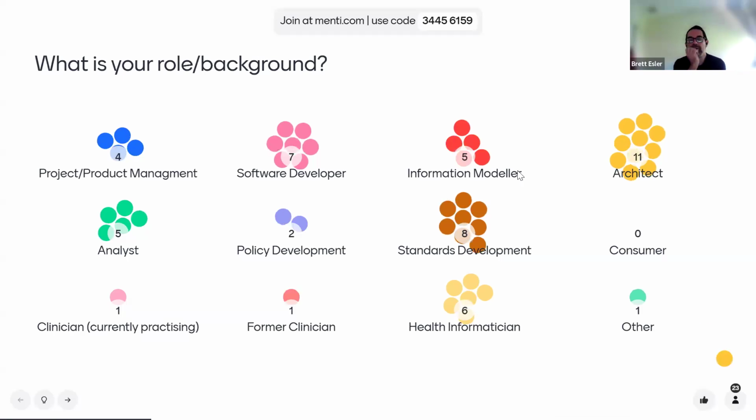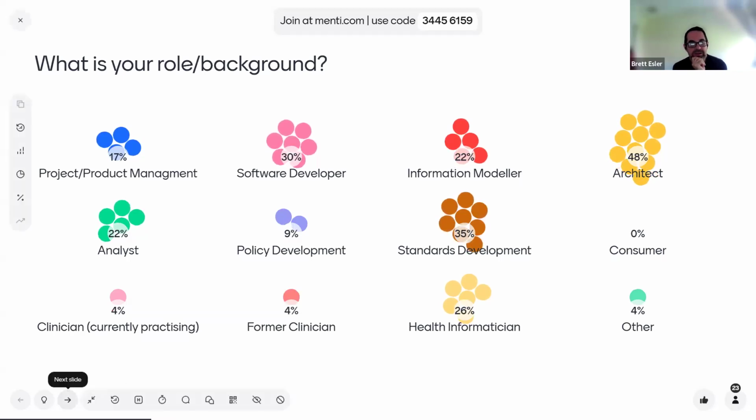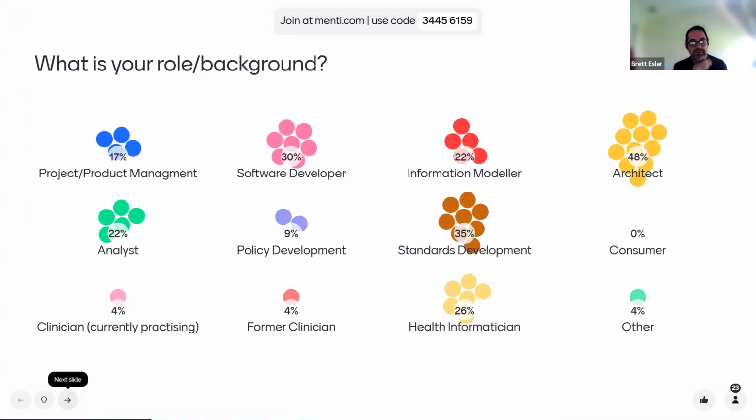Perfect. So lots of architects, standards developers, software developers. Let me know when you'd like me to pop to the next one. I think that's a pretty good result. I'm surprised there's no consumers, since I assume all of us use the healthcare system at some point.